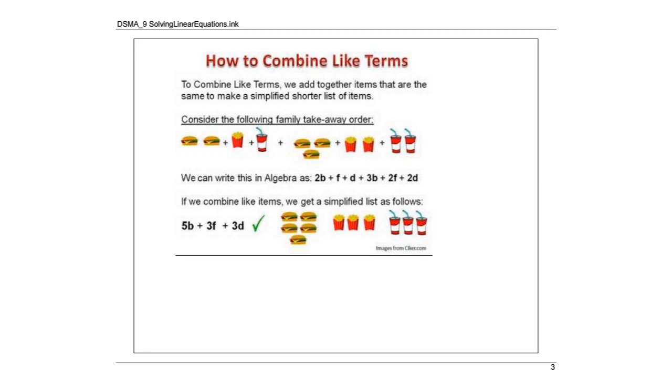All right, so this is kind of silly, but it's just showing you about combining like terms. So if we have all of these hamburgers and French fries and drinks, we would combine like items, right? We've got 2 hamburgers here, 3 hamburgers here. So that would give us 5 burgers here. So 5B. For the French fries, we have 1 here, 2 here. So that gives us a total of 3 French fries. And then finally, we have drinks. We have 1 here, 2 here. So that gives us 3 drinks, right?